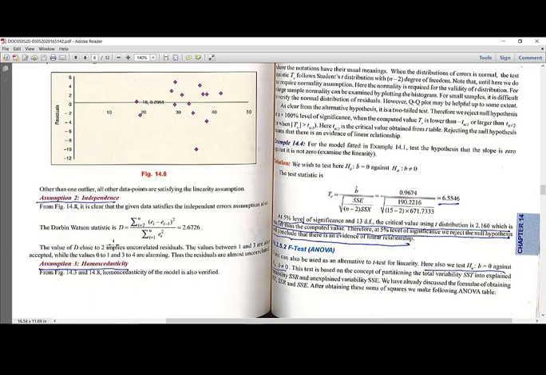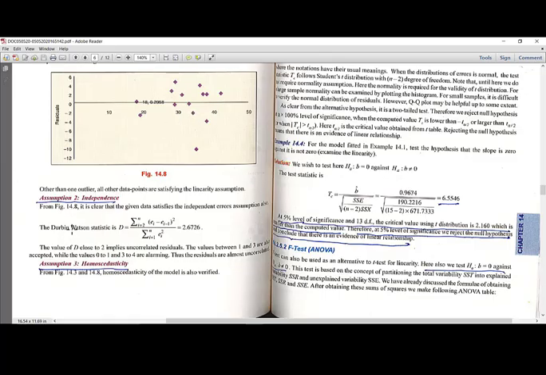Except for the one outlier, this point which is far away, all other data points satisfy the linearity assumption. Then the second assumption, independence. From this figure, it is clear that the given data satisfies the independent errors assumption.